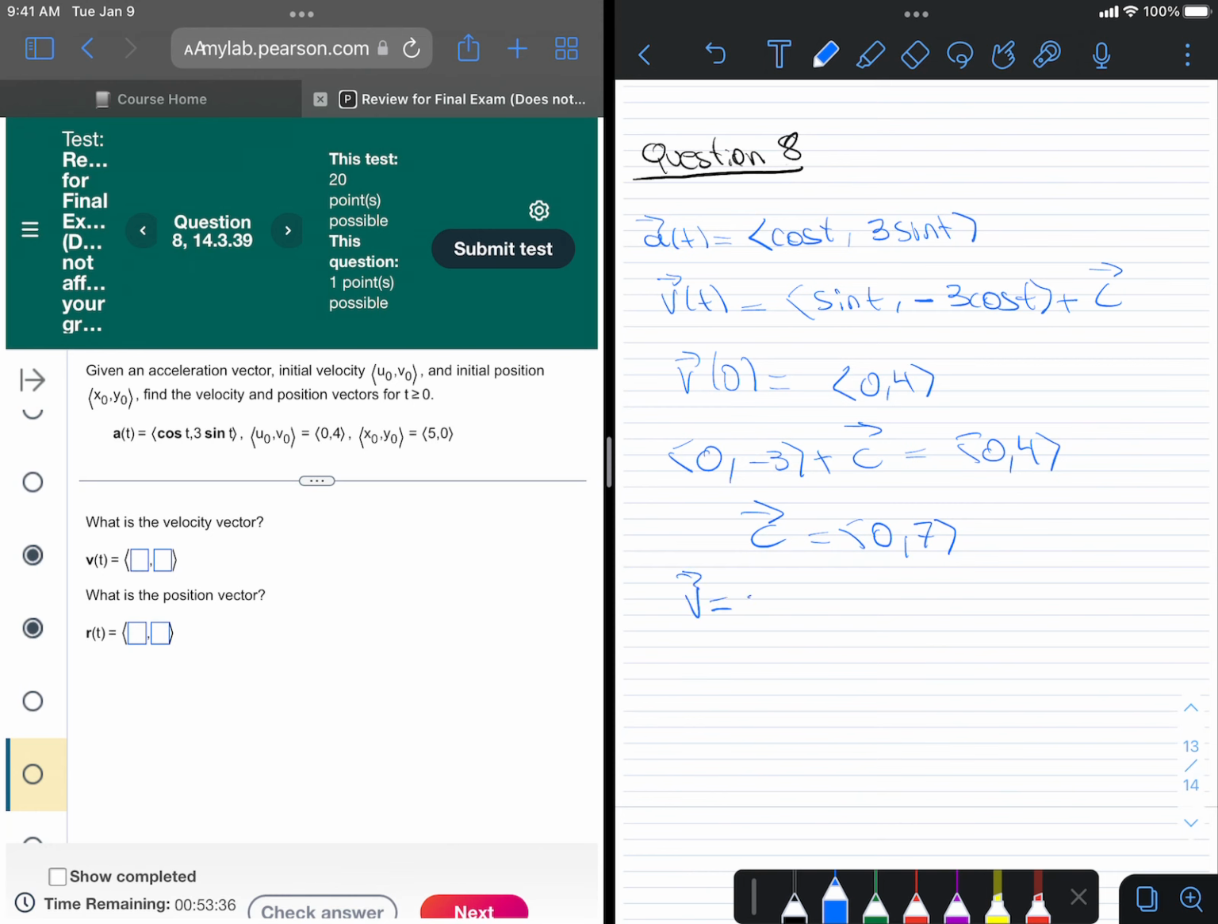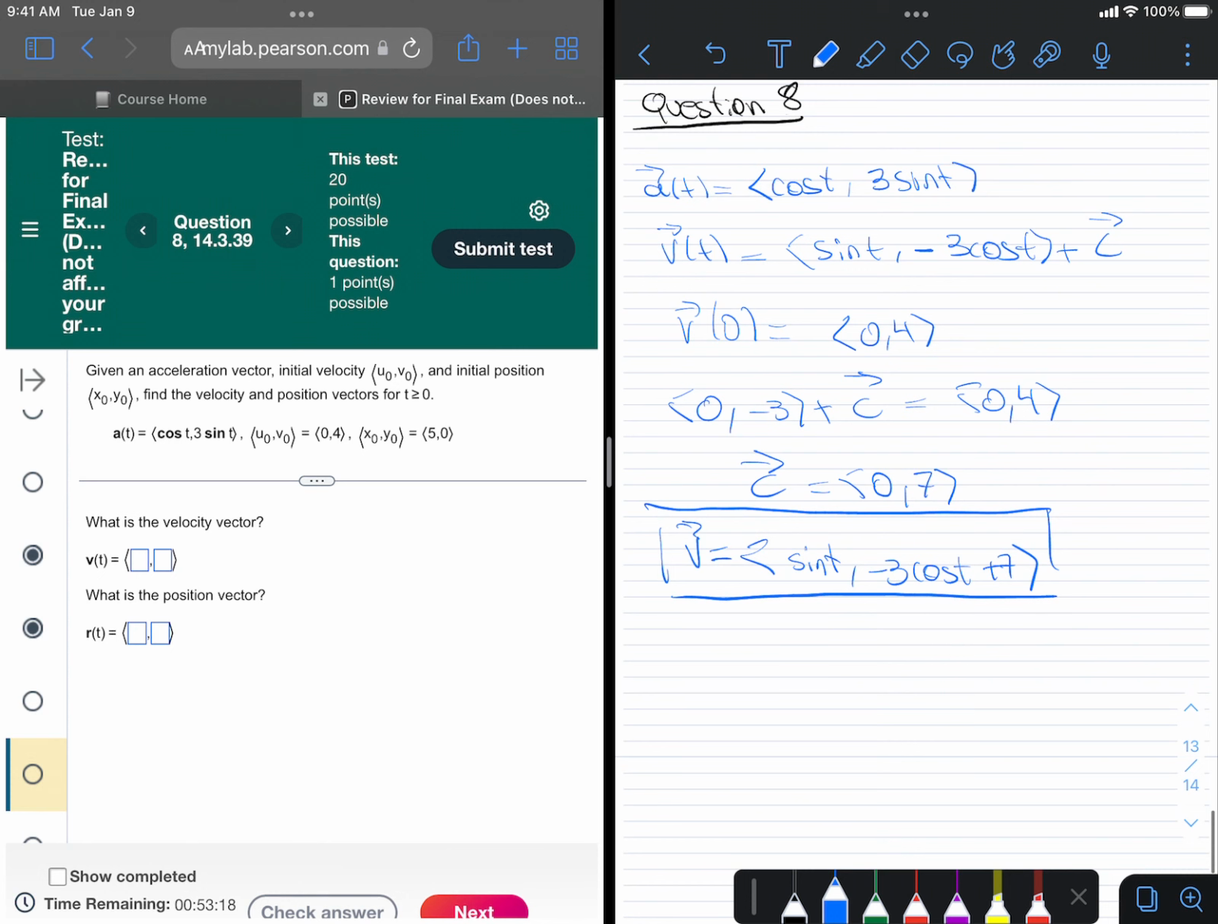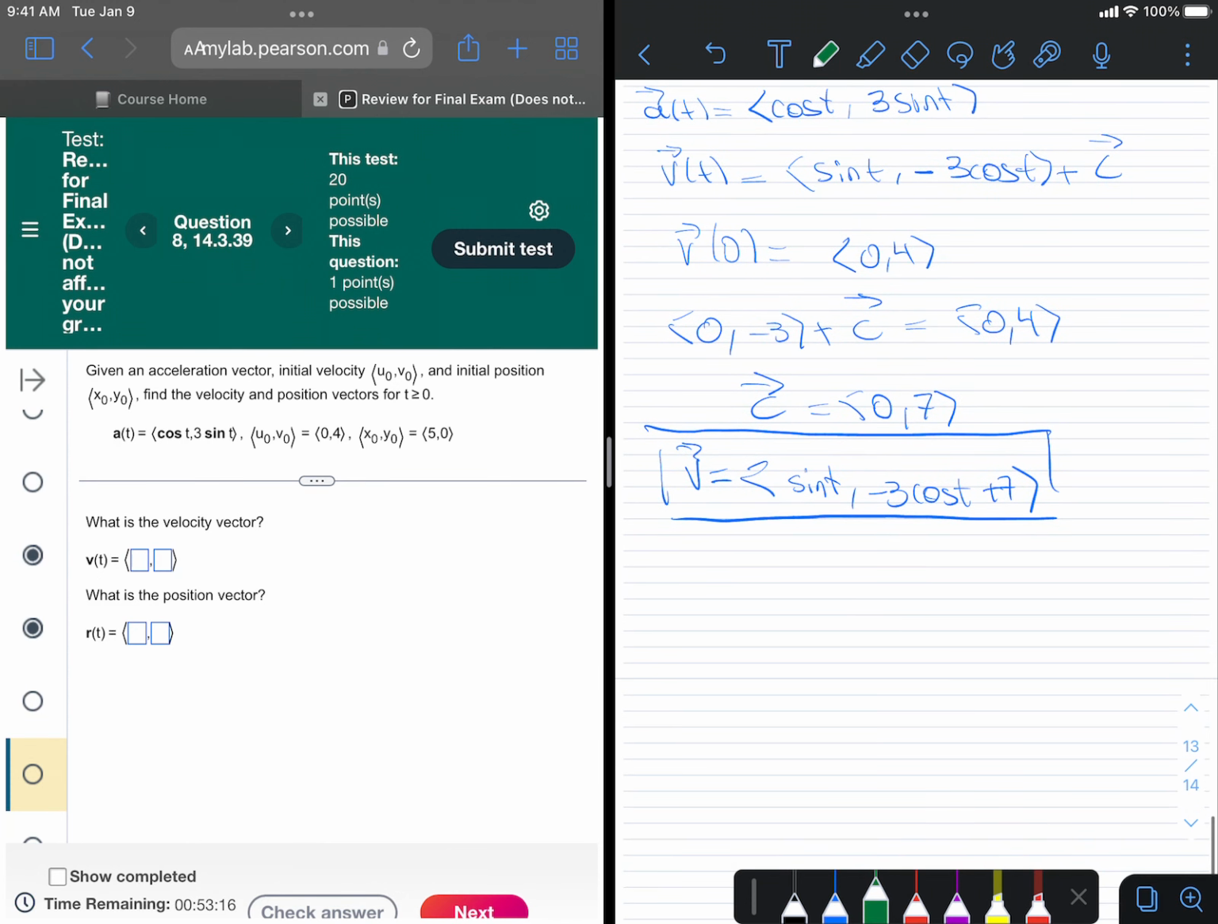So v is, putting the c back into this formula and adding component-wise, sine t, minus 3 cosine t plus 7. So that is the velocity. The position is further anti-deriving this. So s, or in this case we're using r of t, is the antiderivative of v, because r prime is the velocity. So we're anti-deriving that.